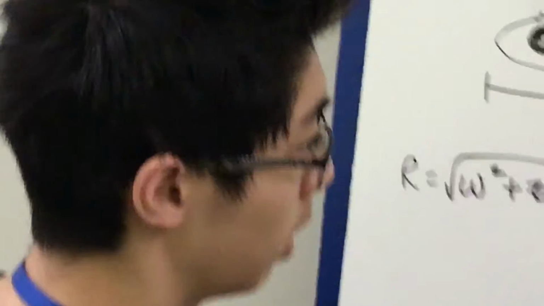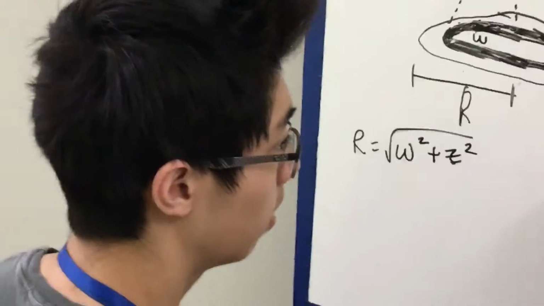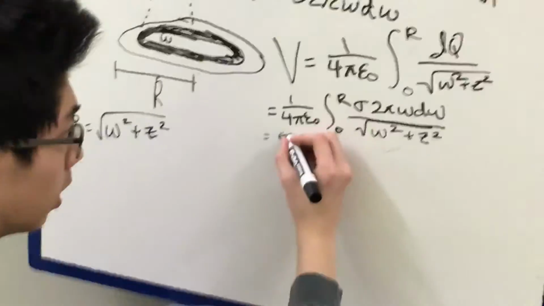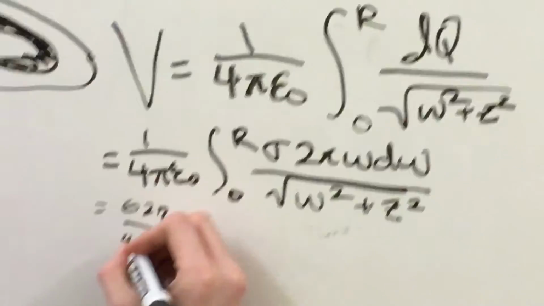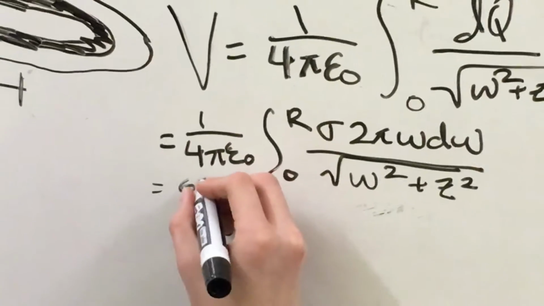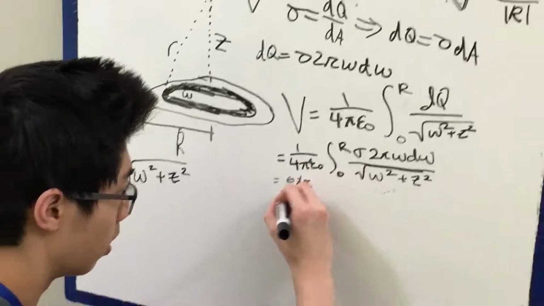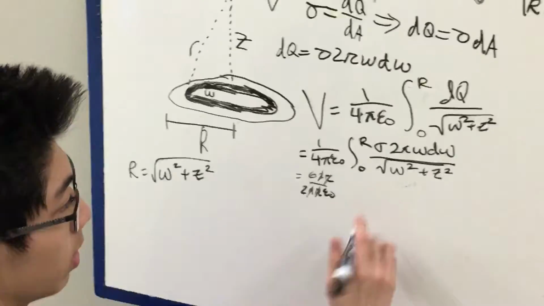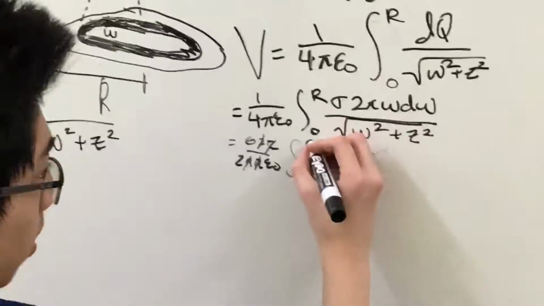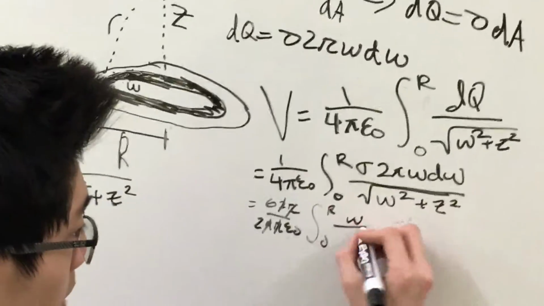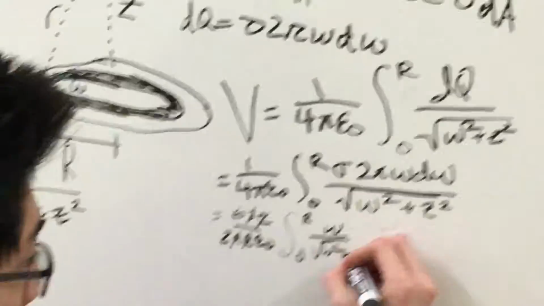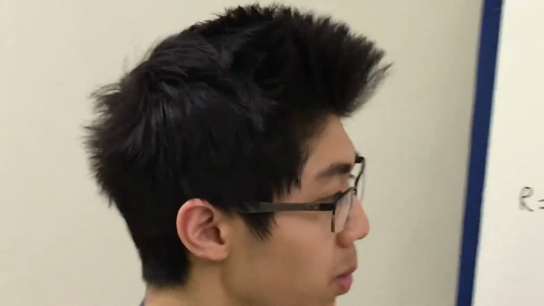Alright, so now to perform the integration, we can take out some constants to make it easier for ourselves. We can take out sigma 2 pi because it's not dependent on what we're integrating. So we have sigma 2 pi over 4 pi epsilon naught, which just becomes sigma over 2 epsilon naught, times the integral from 0 to r of w over the square root of w squared plus z squared dw. In order to integrate this, we can use something called u substitution.